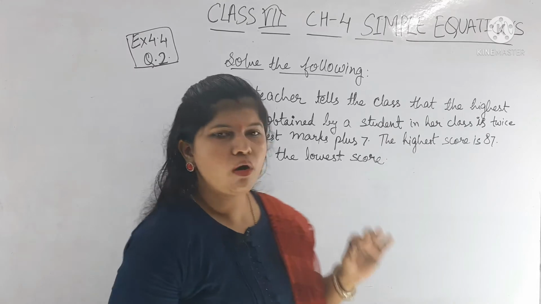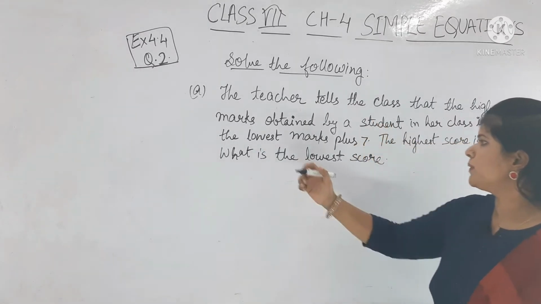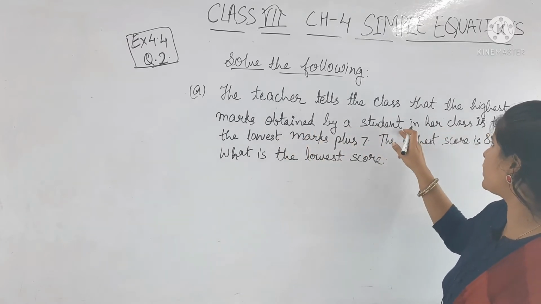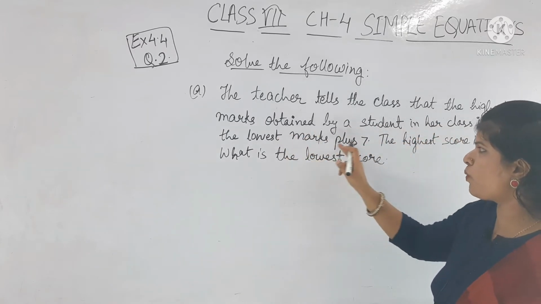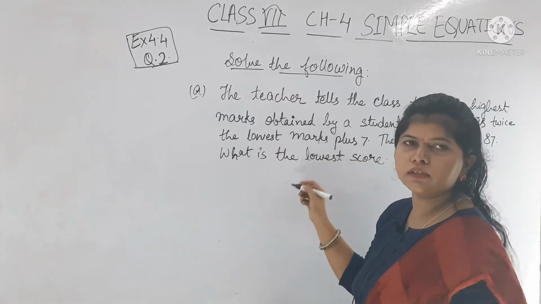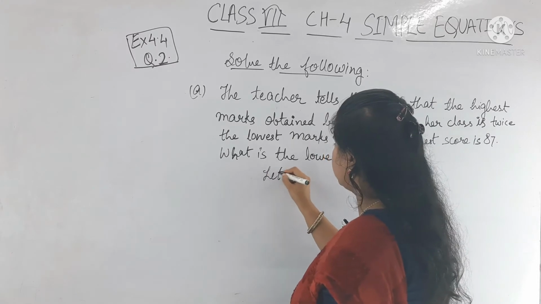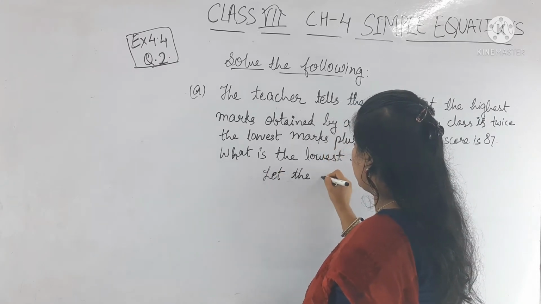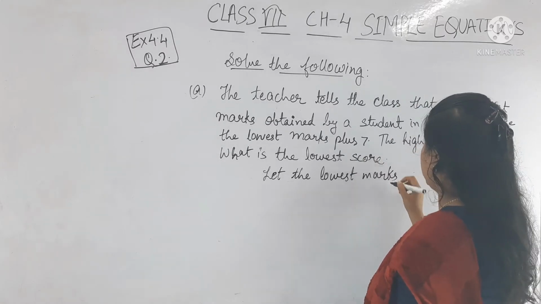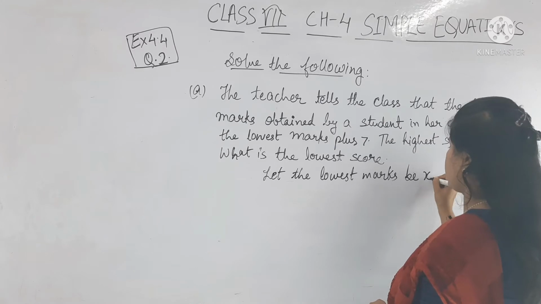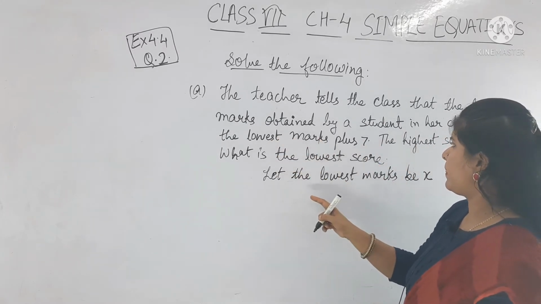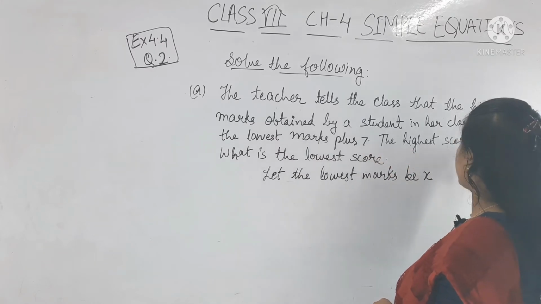Okay students, come to question number 2. We have to solve the following. So A part: the teacher tells the class that the highest marks obtained by a student in her class is twice the lowest marks plus 7. Here we don't know about the lowest marks, so let the lowest marks be x. The highest score is 87.